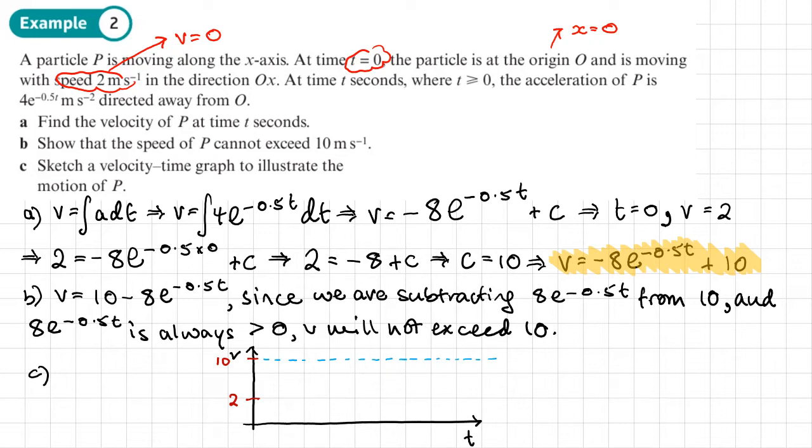So let's just draw that. It's going to be something like this, as I said, getting closer and closer to 10 but never actually reaching 10 as t tends towards infinity.